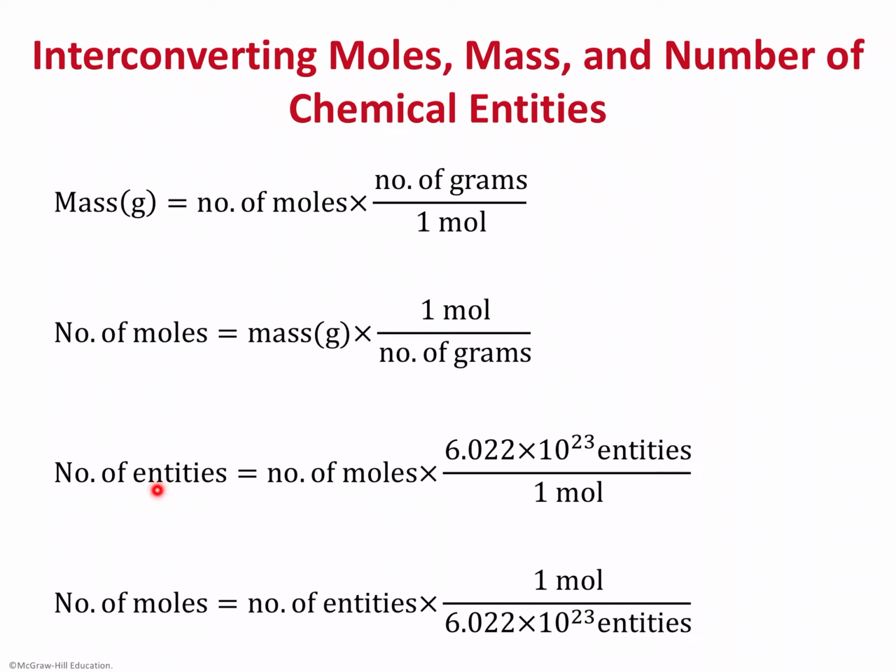And if you want to find the number of entities when the number of moles is given, we know 1 mole of a substance has this many entities, so you can use this equation. If the number of entities is given and you want to find the number of moles, you can use this equation where 1 mole has this many entities. Just like we did with the unit conversions in the previous chapter, we can use it whichever way we want, based on the amount that we are trying to find. Okay.